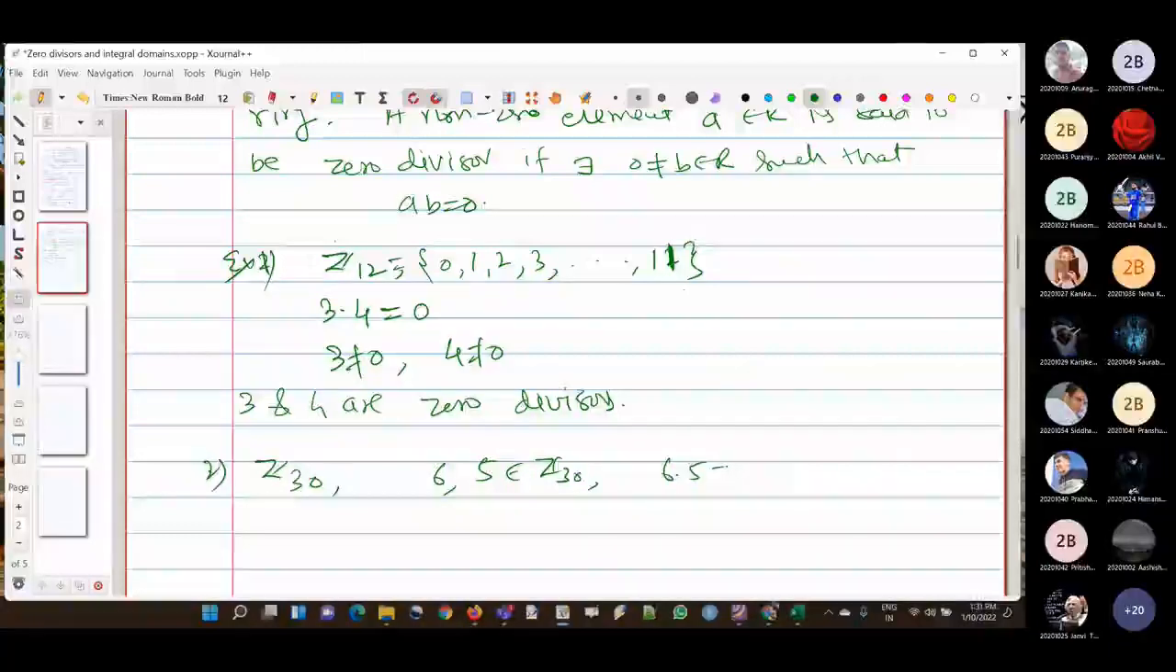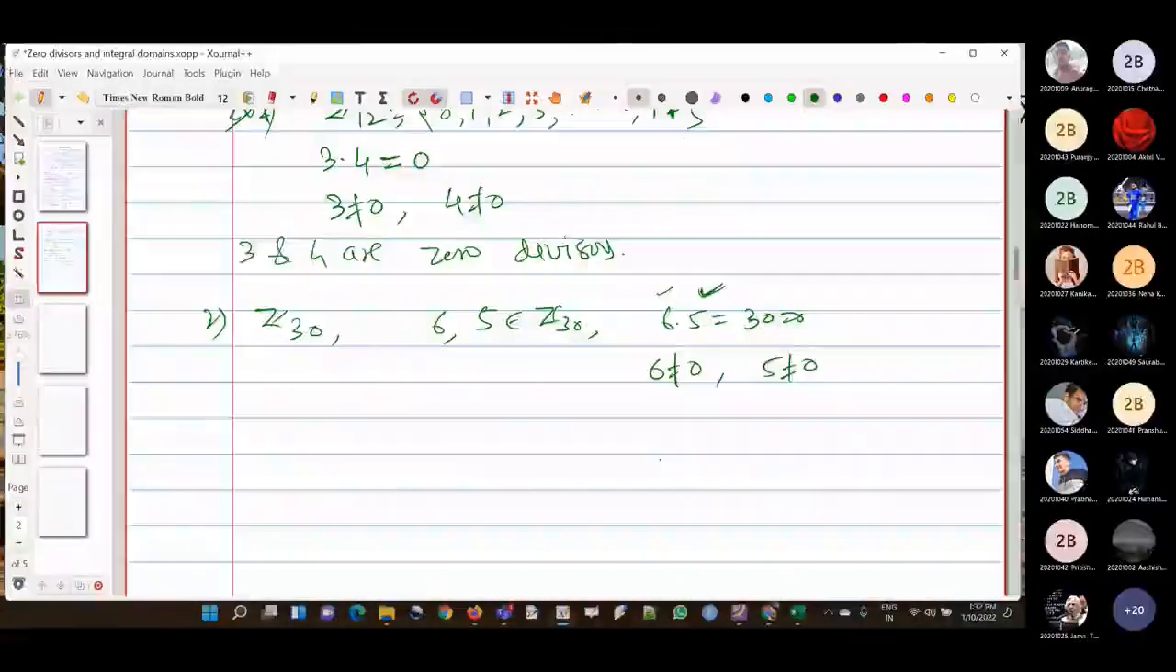This equals 0, but neither 6 is 0 nor 5 is 0. So suppose we want to claim that 6 is a zero divisor. We need to search for another element like 5, with which when 6 is multiplied, it gives 0. Similarly, if you want to say that 5 is a zero divisor, you need to search for an element like 6 in this case, so that their product is 0.